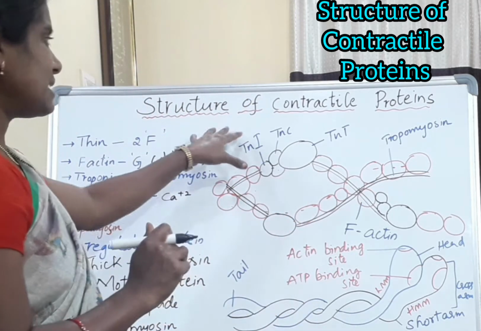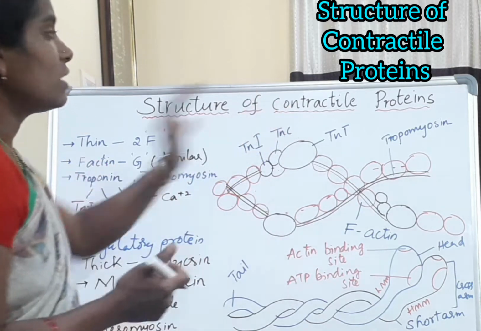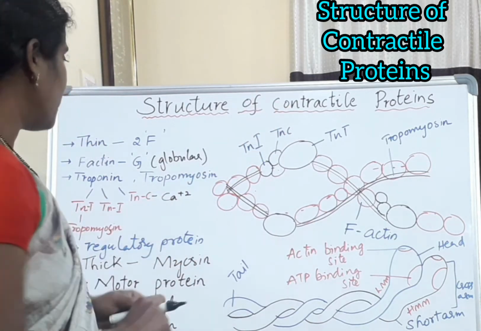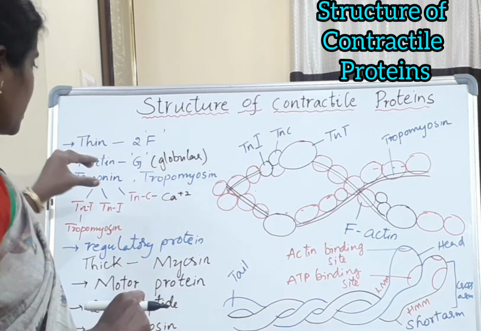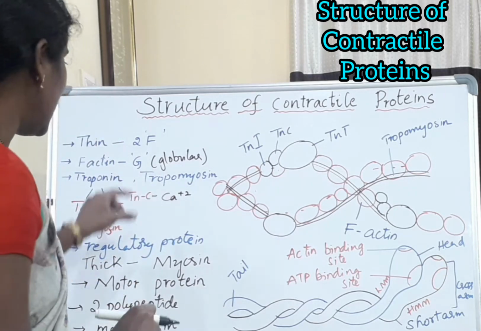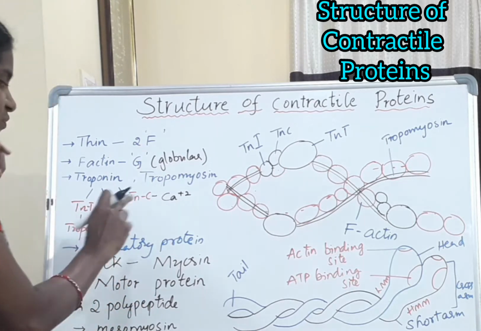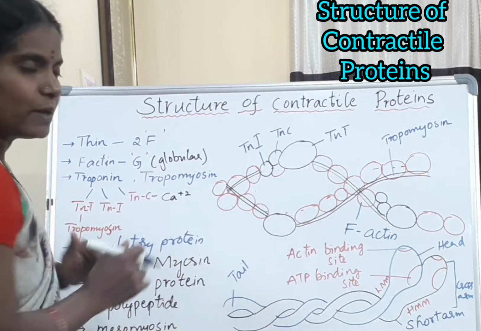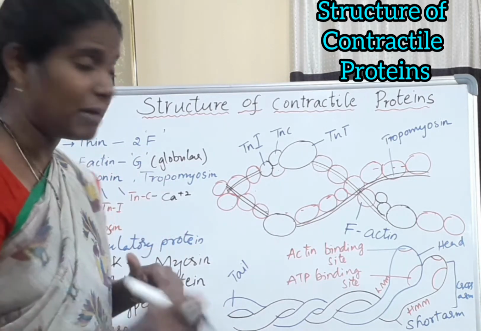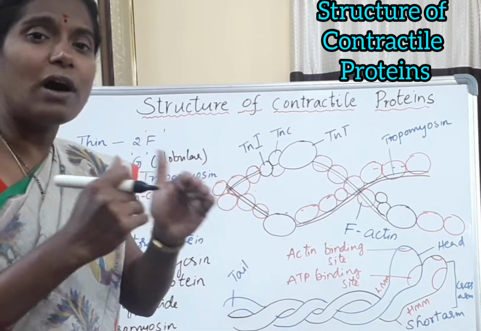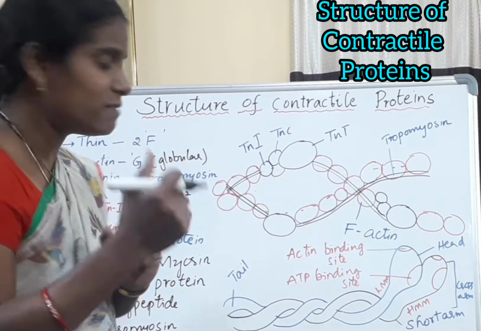Let us enter into the concept that contractile proteins are of two types. They are thin filaments, that is actin, and thick filaments, that is myosin. Actin and myosin filaments arrange like alternating bands in the striated muscles.